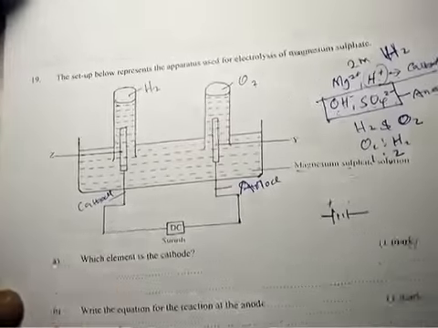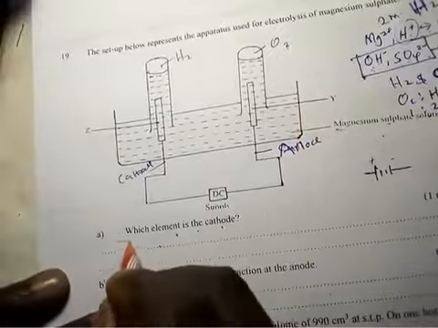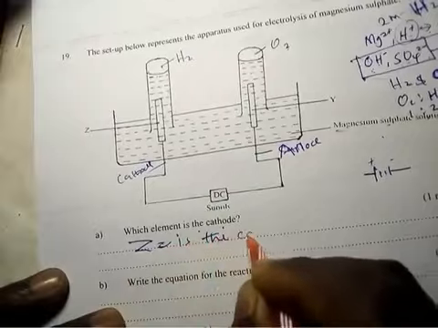So which element is the cathode? The element Z. Z is the cathode.